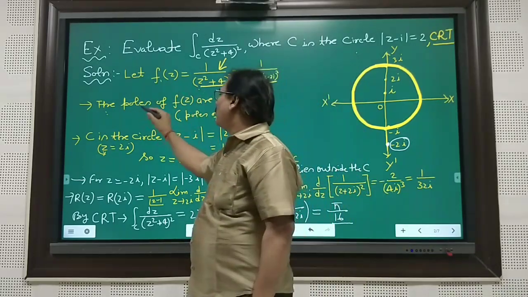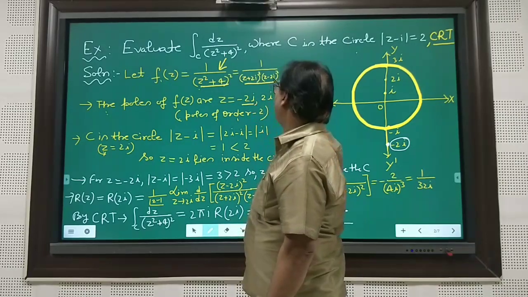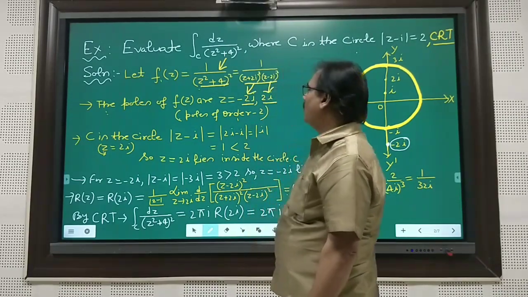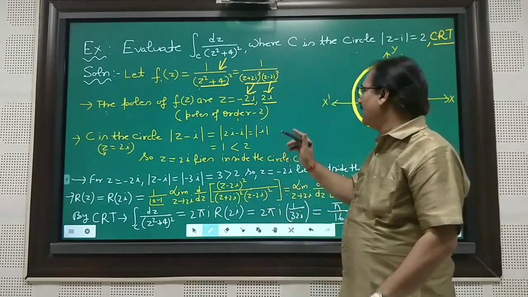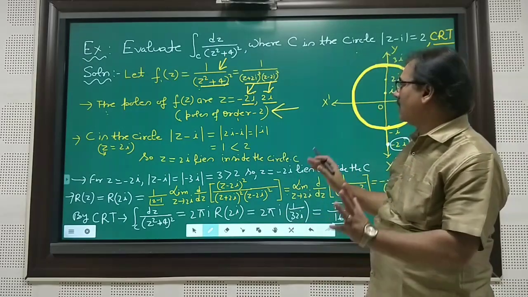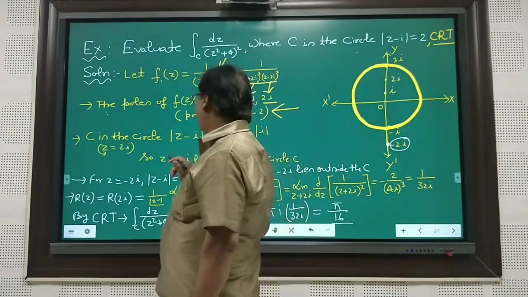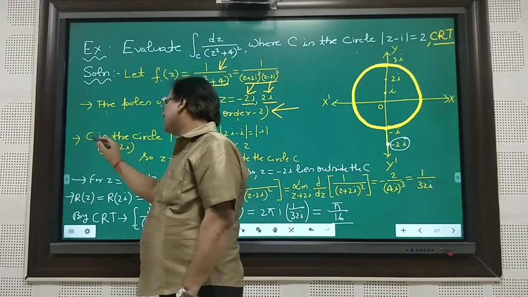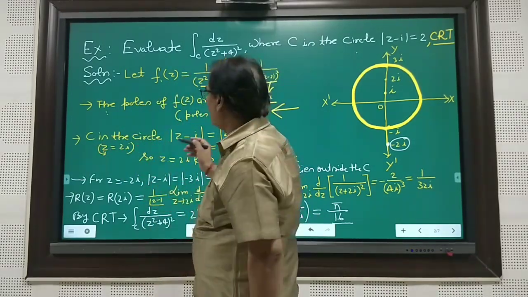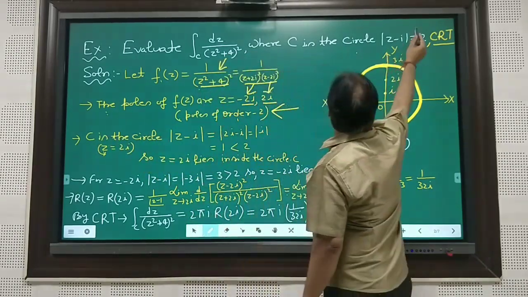It means the poles of f(z) are z = −2i and z = 2i. From here you look, these are the poles. It means here again the poles are of order 2, that is z = −2i and 2i. Now the next important point is you have to look at what the curve is. Here it is easy to see that C is the circle, which is already given.